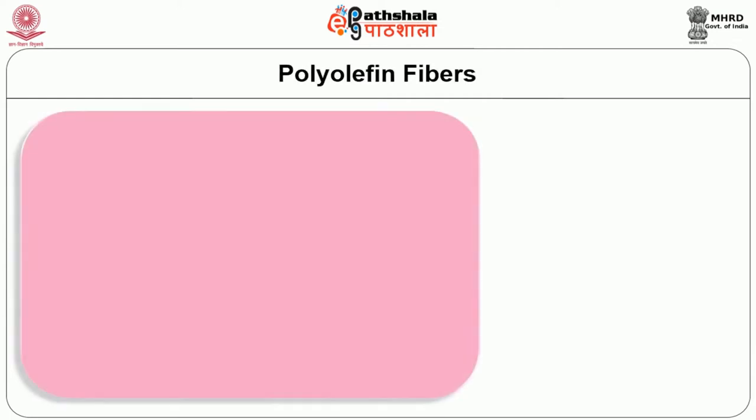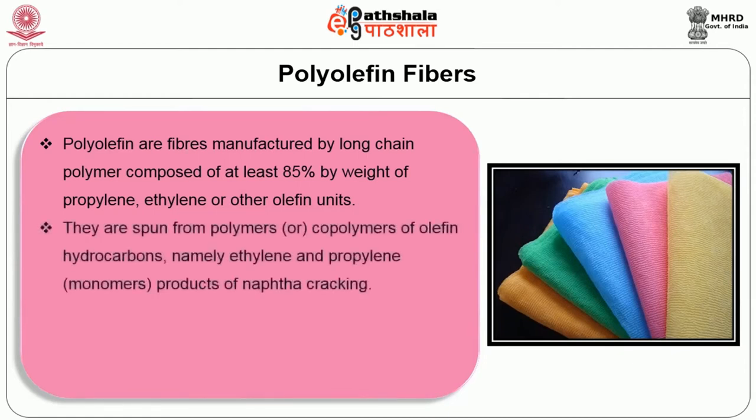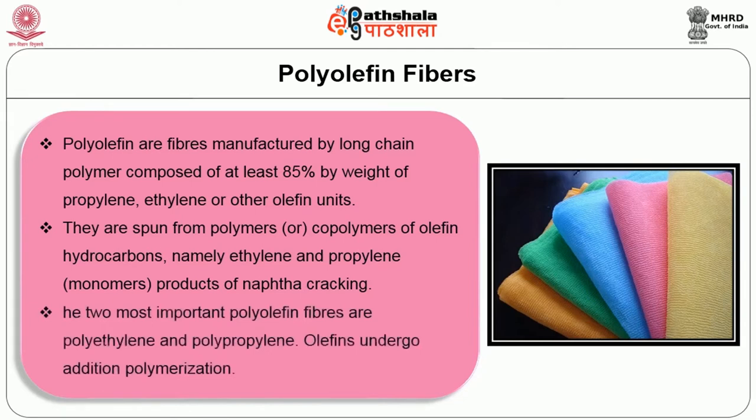Next, we'll discuss the polyolefin fibers. Polyolefins are fibers manufactured from long chain polymers composed of at least 85% by weight of polypropylene, ethylene, or other olefin units. They are spun from polymers or copolymers of olefin hydrocarbons, namely ethylene and products of naphtha cracking. The two most important polyolefin fibers are polyethylene and polypropylene. Olefins undergo addition polymerization.